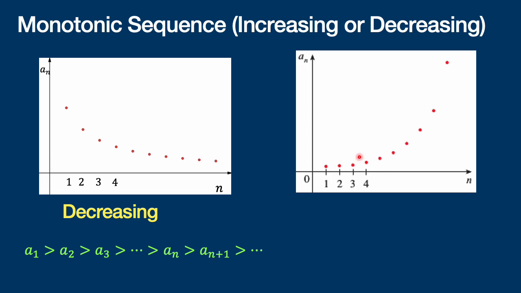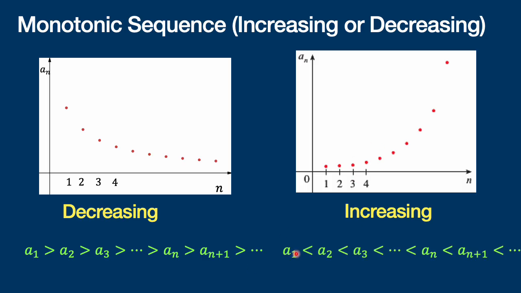On the other hand, the right picture: A1, A2, A3, A4, A5. What happened? This pattern is increasing. We call this an increasing sequence. So A1 is less than A2, A3 is greater than A2, An is less than An plus 1. So that's the increasing sequence. A sequence that is decreasing or increasing, we say it's a monotonic sequence. That's a characteristic of a sequence.